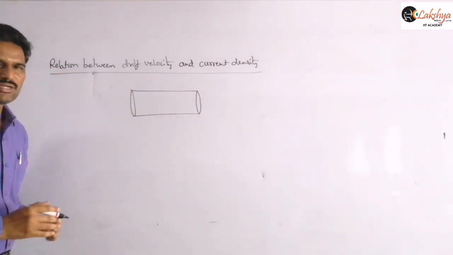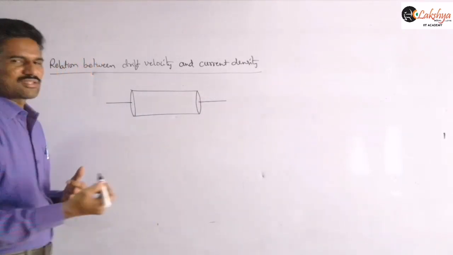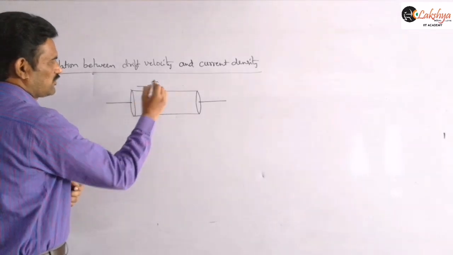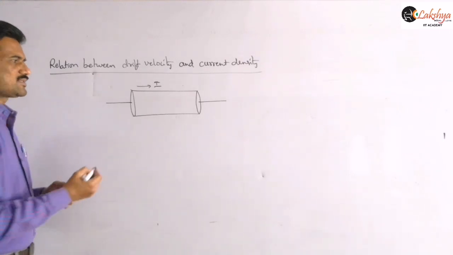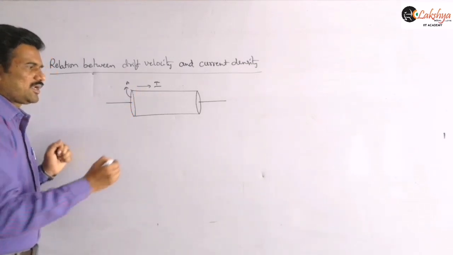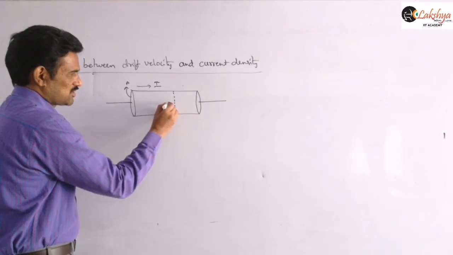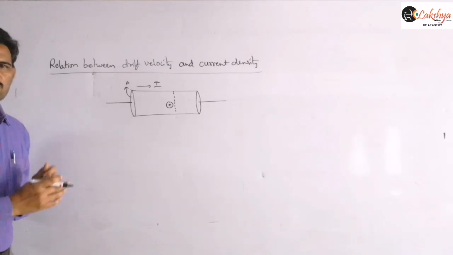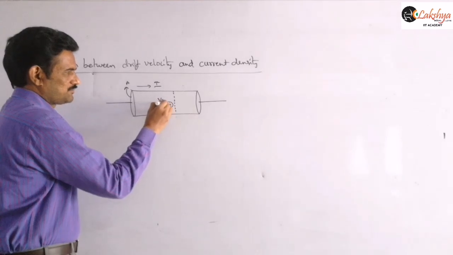So I am taking a conductor like this. It is connected with some external source, so that some current is flowing through it. Let's suppose I is the current flowing through this, and A is the area of cross section of this material. Now the electrons present in this material will travel in the opposite direction, right? I am representing just one electron, but many electrons will be there. Those electrons will travel opposite to the direction of the current.